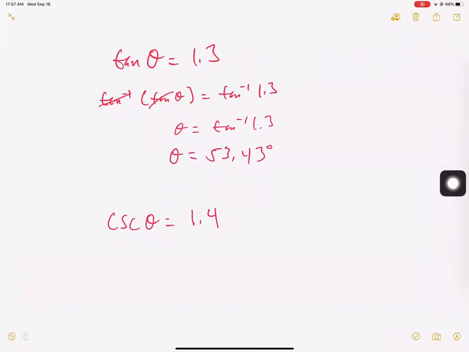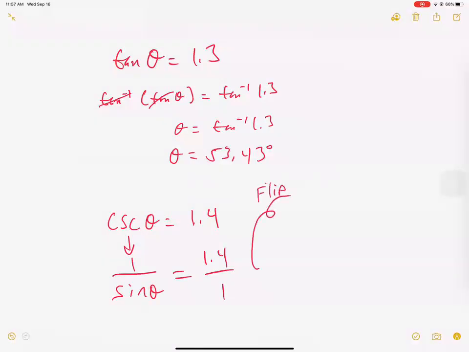So we have to rewrite cosecant. Cosecant is 1 over sine of theta. So 1.4 over 1. Just rewrite it this way. If you remember how to rewrite it this way, it's super easy. I don't want sine on the bottom, so go ahead and flip it. So sine of theta is equal to the flip, 1 over 1.4. We flip both sides. Now just calculator work. Theta is equal to sine inverse of 1 over 1.4. So you just got to type that into a calculator. We can always change our reciprocal identities into a sine, cosine, tangent that we do know.